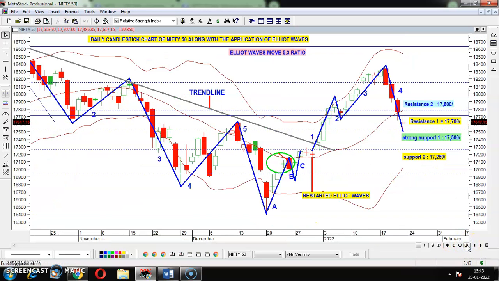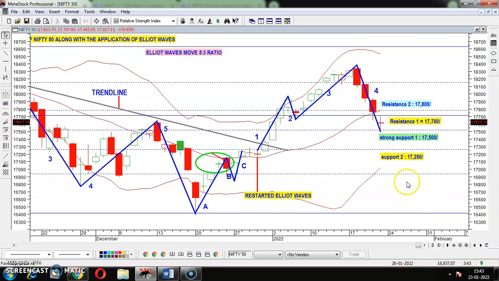So as far as my prediction is concerned, based on the technical parameters, the very strong support area is 17,500. If it breaches, the next support will be 17,250, and if it goes towards the upside, then the first resistance will be 17,700, then 17,800 the second resistance. This is as far as technical parameters are concerned, right?